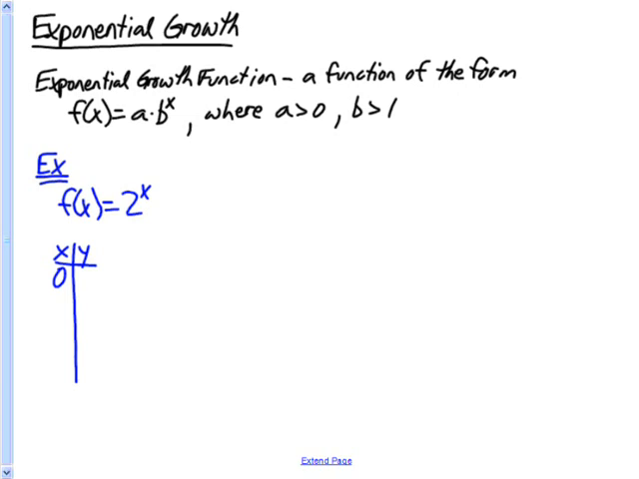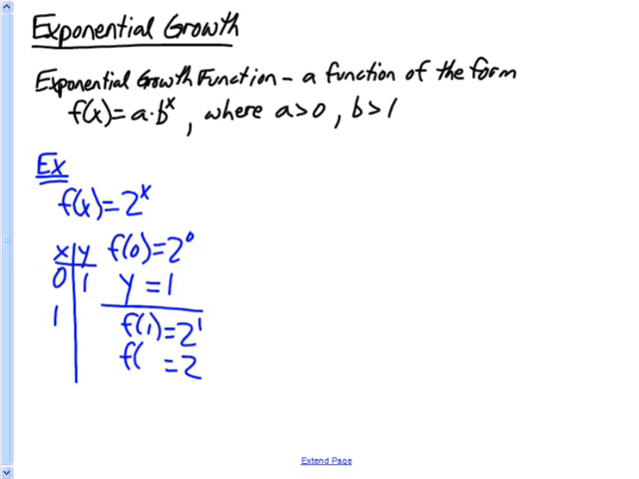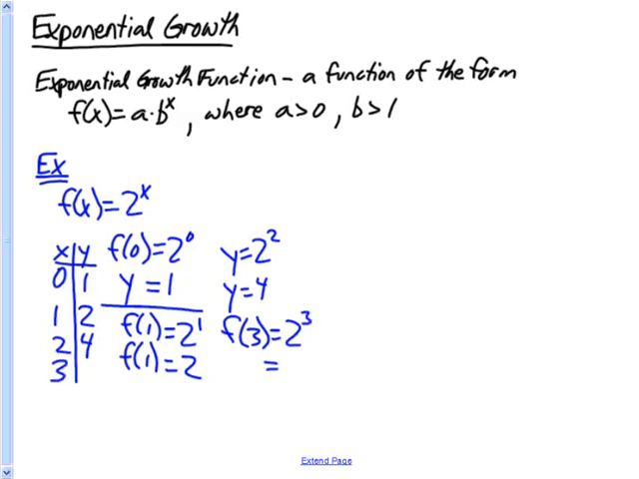Let's plug in 0. What does that give you? 2 to the 0, right? So y equals anything to the 0 power, 1. Let's plug in 1. F of 1, 2 to the 1, 2. So when I plug in 1 for x, it spits out 2. Let's plug in 2 for x now. Y equals 2 to the x. My x is 2. 2 squared, 4. Y equals 4. Let's plug in 3 now. 2 to the x. X this time is 3. So plug in 3 for x. 2 times 2 times 2, 8.